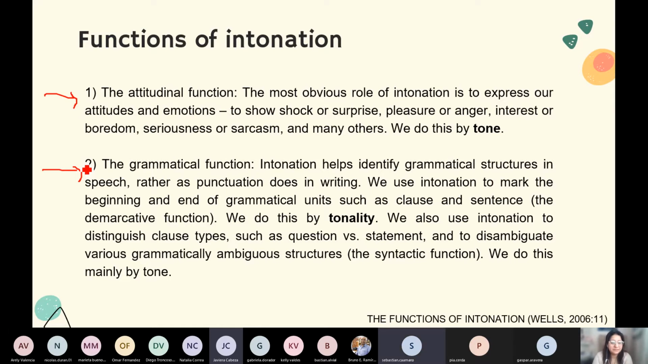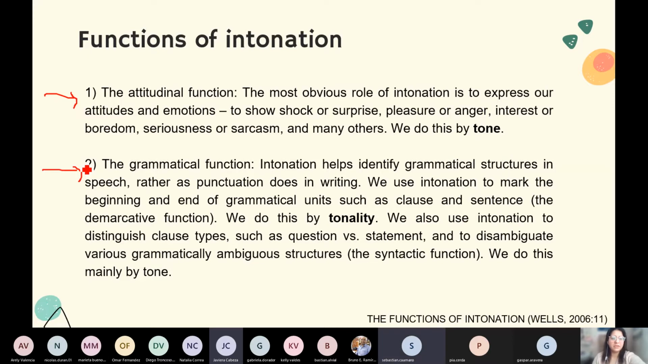The grammatical function. Intonation helps identify grammatical structures in speech, rather as punctuation does in writing. We use intonation to mark the beginning and end of grammatical units such as clause and sentence. The demarcative function. We do this by tonality. We also use intonation to distinguish clause types such as question versus statement, and to disambiguate various grammatically ambiguous structures. The syntactic function. We do this mainly by tone.